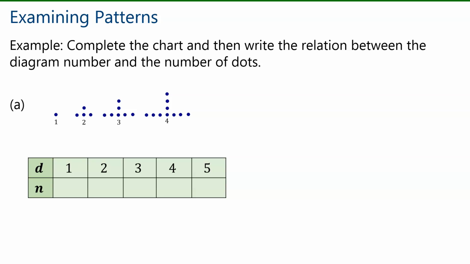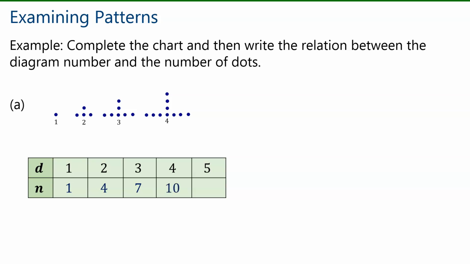So in this first example, we have to complete the chart and then write the relation between the diagram number and the number of dots. So let's look at the first diagram. How many dots do we have here? Well, we just have one. In the second diagram, I count 4 dots. In the third diagram, I count 5 along the bottom and then 2 more on top for a total of 7. And in the fourth diagram, I count 10.